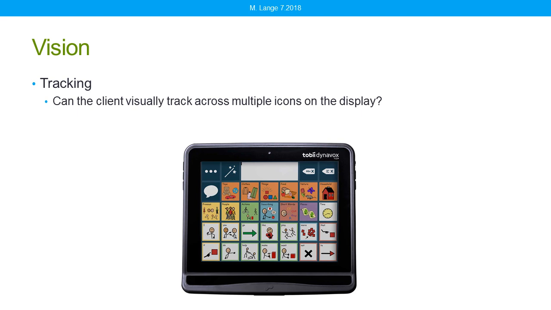And then, of course, can the client visually track across those icons on the display? Tracking is something that most of us do really easily, like when we're reading a book. But for clients who have visual issues, tracking can be difficult. Sometimes it's not very smooth, and the client may have difficulty using eye gaze as a result.